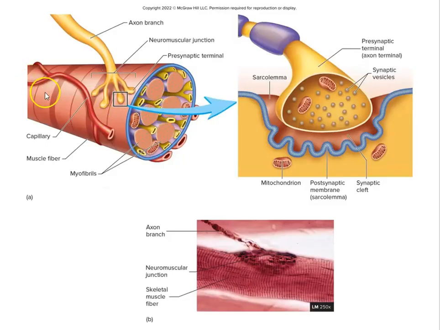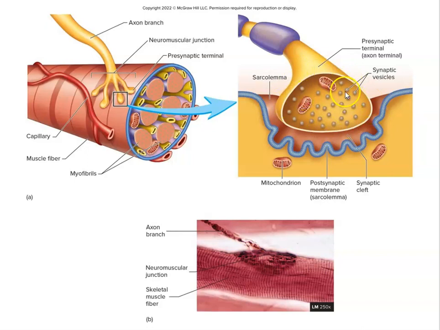So this is our muscle fiber. This is the axon of our neuron. So this would be our neuromuscular junction. We're zooming in on it here, looking at just one presynaptic terminal. And we can see action potential would go down, down, down, down here, right?